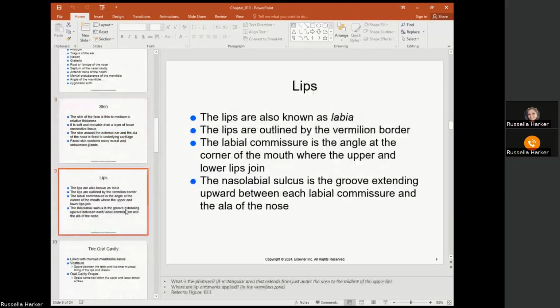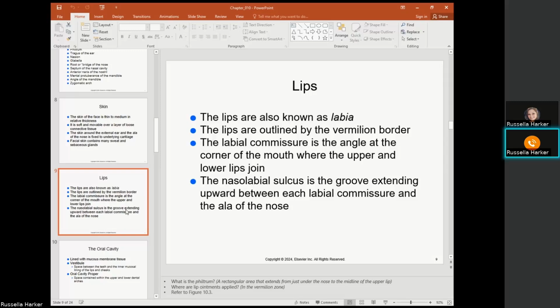The lips are also known as labia. They're outlined by the vermilion border. So the vermilion border is that area on the outer lining of your lips, or where a female would put lip liner, or anyone could put lip liner there.